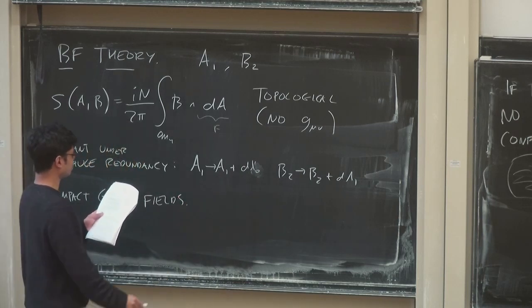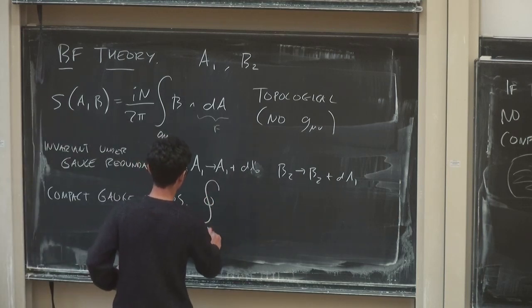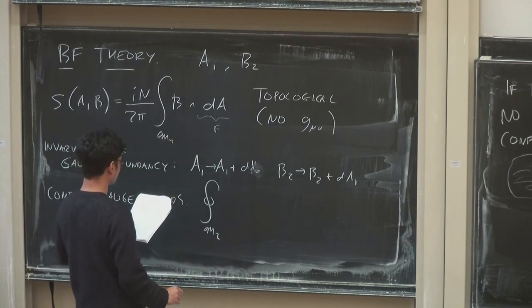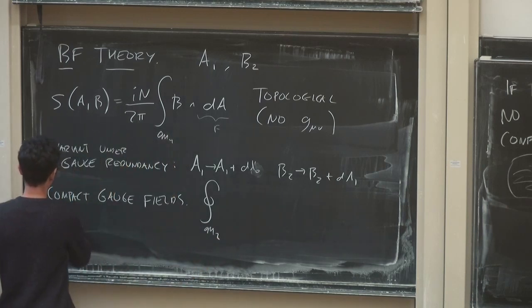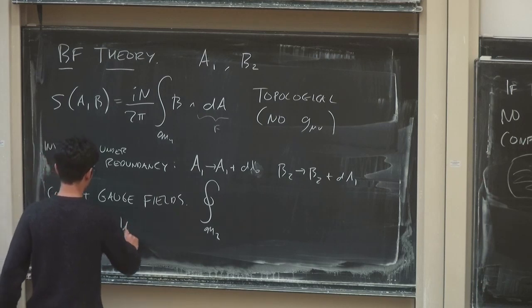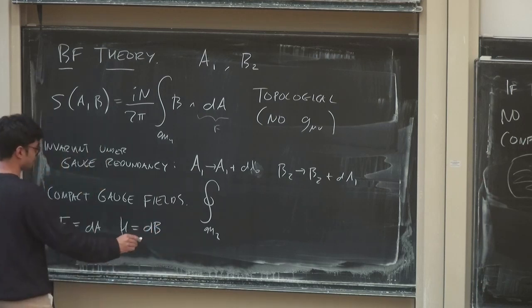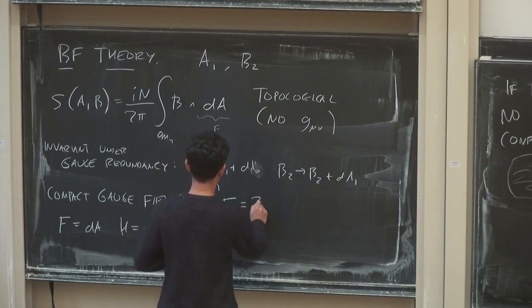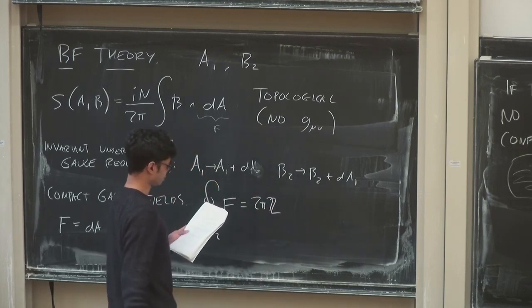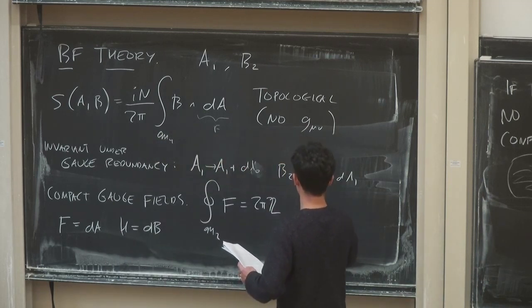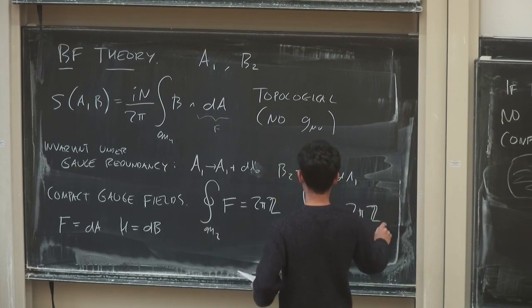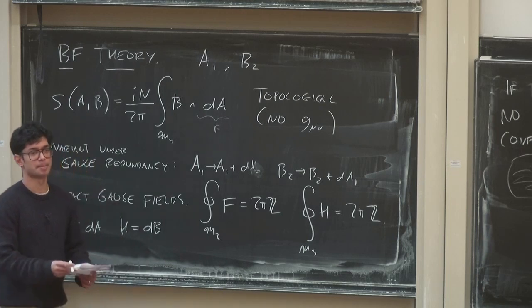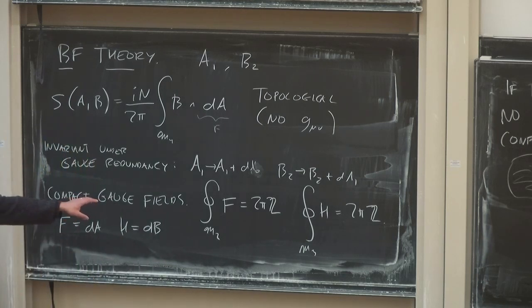What that means is if you take any 2-cycle, M2, and you integrate dA over that 2-cycle, so let me actually first write F equals dA locally and H equals dB locally. If you integrate F over any 2-cycle, then you get 2 pi times an integer. And if you integrate H over any 3-cycle, you get 2 pi times an integer. This statement is part of the definition of the theory.